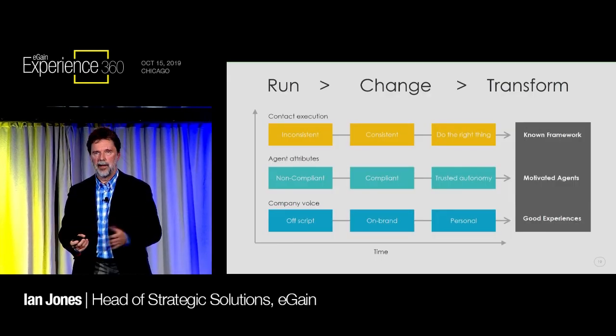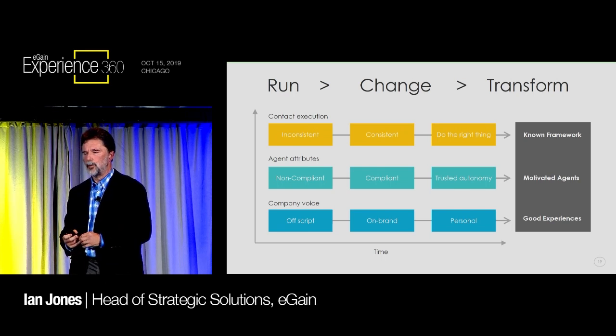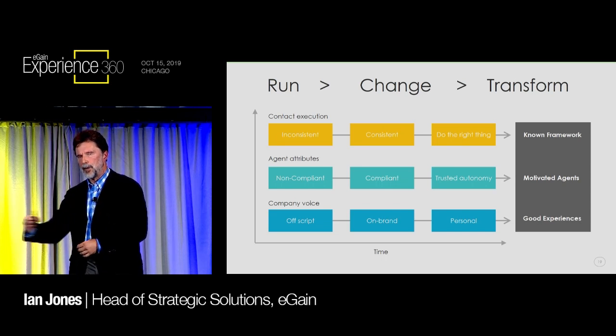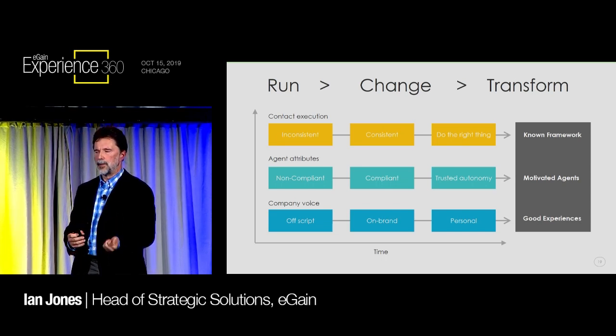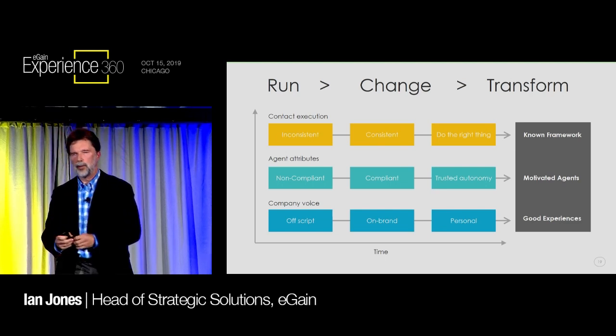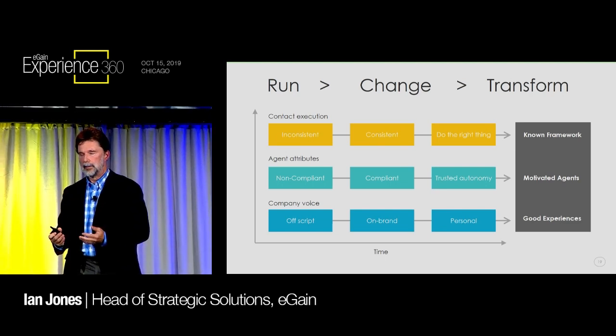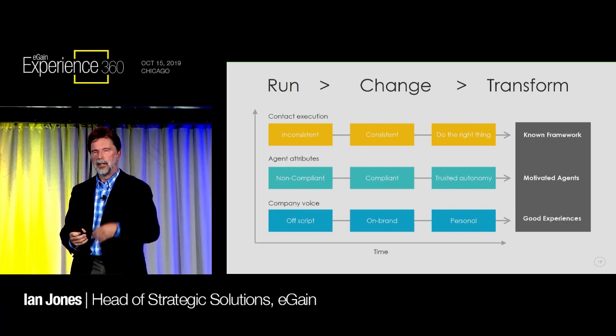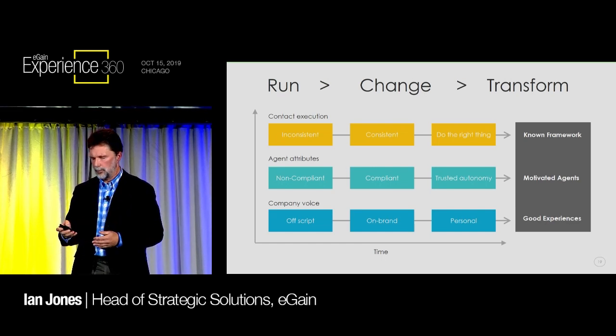So summarizing out there, as we go from run, change, transform, when you're starting, there's a risk you're going to be inconsistent, non-compliant, and off-script. As you go up the pyramid, you become consistent, compliant, and on-brand. And then at the end, you're getting to the point where the agents are doing the right thing. They have trusted autonomy within the framework of the system, and the experience people are getting is personal.